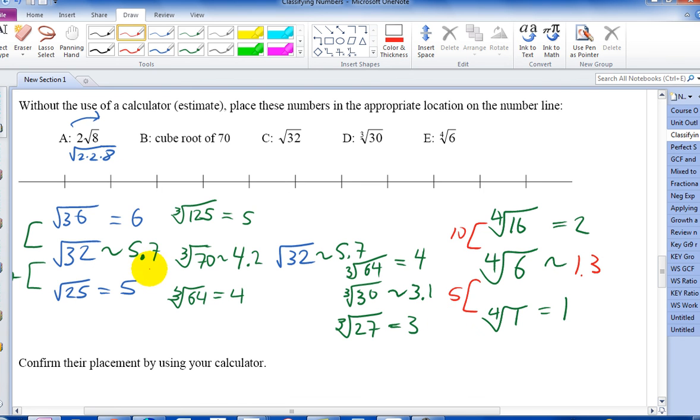Okay. Good. So now we can put them on a number line. We got 5.7. We have 4.2. We got a 3.1. We got a 1.3. So let's call this a 0. 1, 2, 3, 4, 5, 6, 7. Good. Okay, put them on there where you think they belong. Go for it. Remember, 0.5 is right in the middle. Okay, so you've got to put it in roughly the right spot.